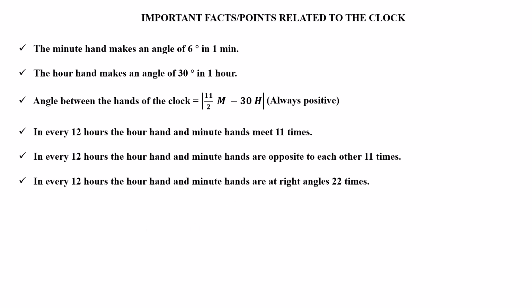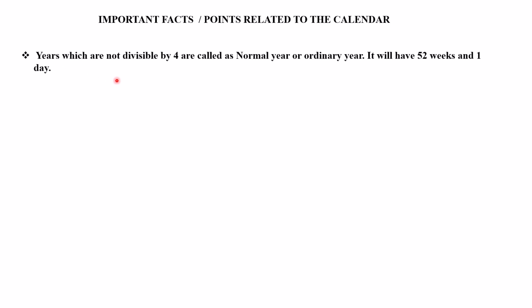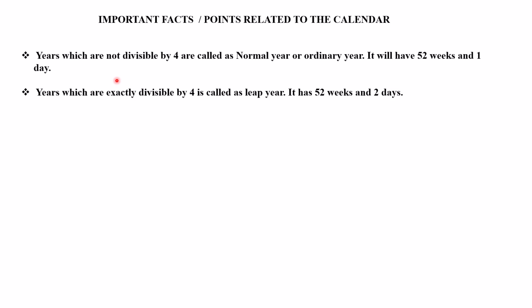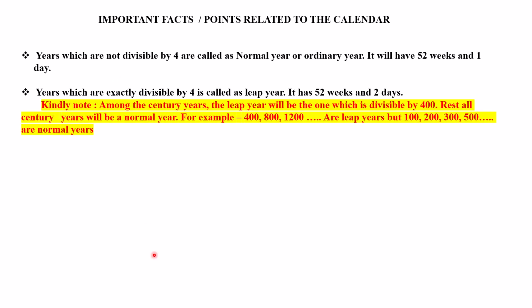Next, we will see some of the facts of the calendar. So first of all, years which are not divisible by 4 are called normal years or ordinary years, and these years will have 52 weeks and 1 day extra. Next, the years which are exactly divisible by 4 are called leap years and will have 52 weeks and 2 days. But note that among the century years, meaning 100, 200, 300, the leap year will be the one which is divisible by 400, isn't it? So 100, 200, 300 are not leap years. Leap years will be only the century years which are completely divisible by 400, like 400, 800, 1200, 1600 and so on. The rest of the century years will be normal years.